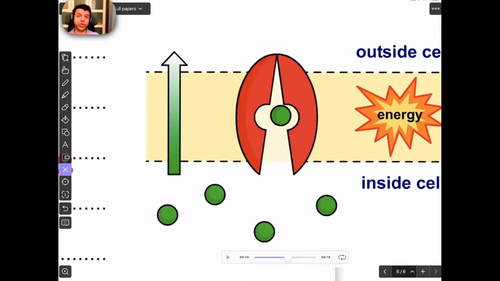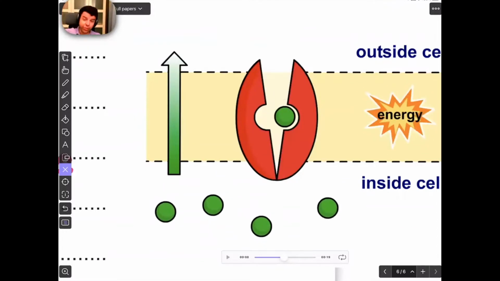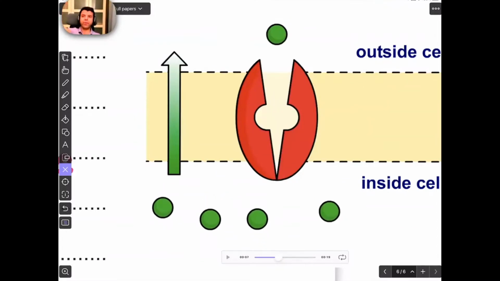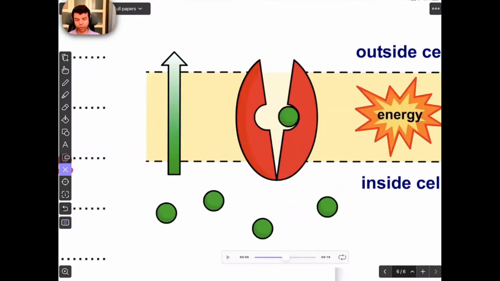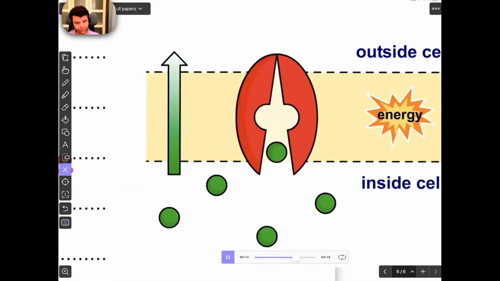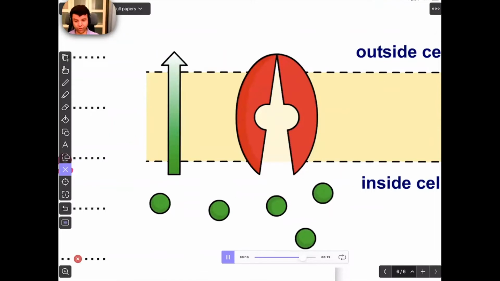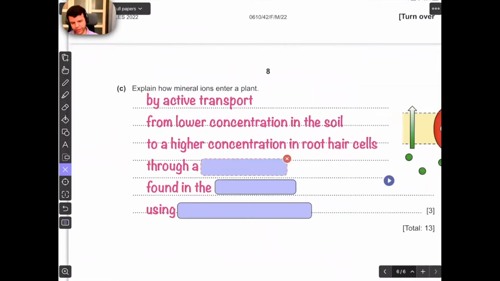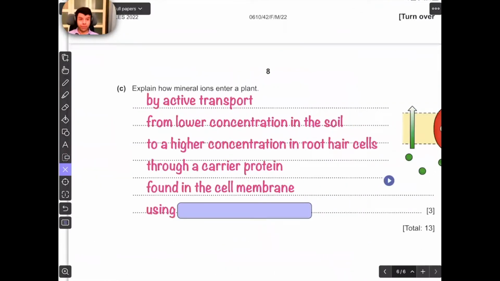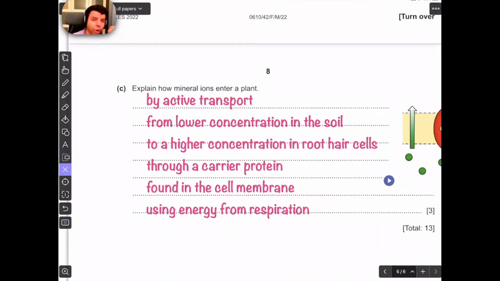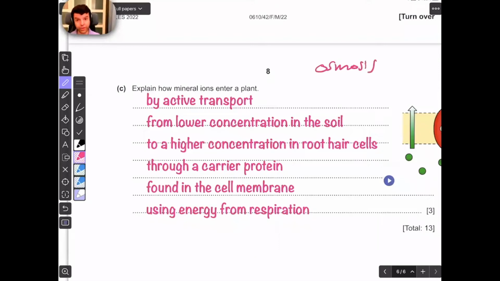And that carrier protein basically moves materials from low concentration, in my example the low concentration is on the top, to higher concentration. And this requires energy from respiration, through a carrier protein found in the cell membrane, using energy from respiration. Note with osmosis, we say what? We say partially permeable membrane, right? Here we say a carrier protein, okay?